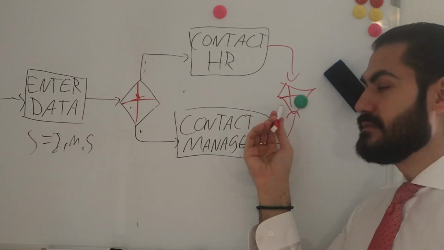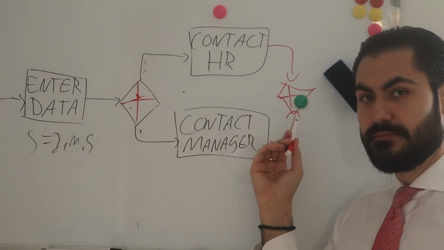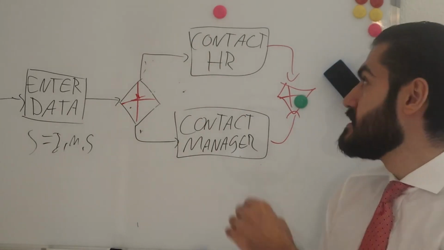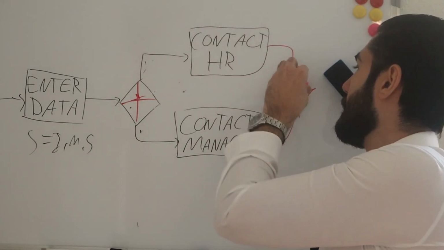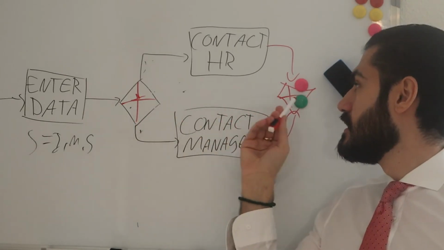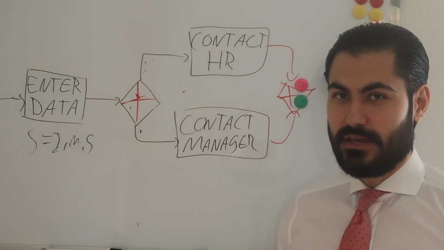But this token here, the green one, will be stuck here until the purple one, the rosé one up there, also joins back. And only if all the tokens created here join back here, the process moves on. Okay, that was the parallel.